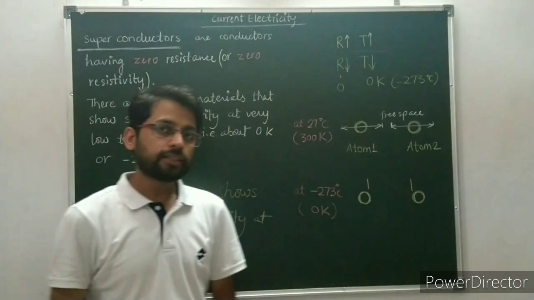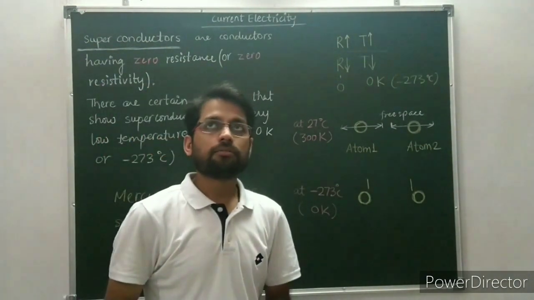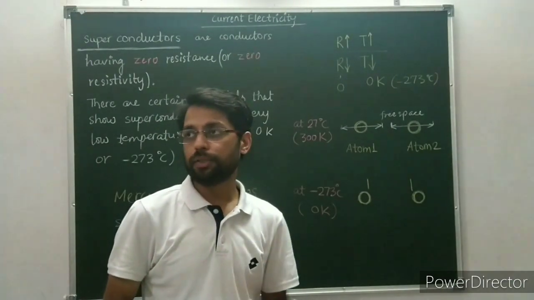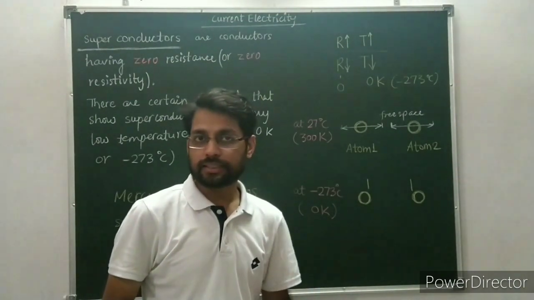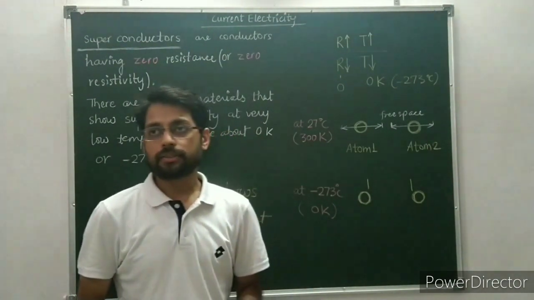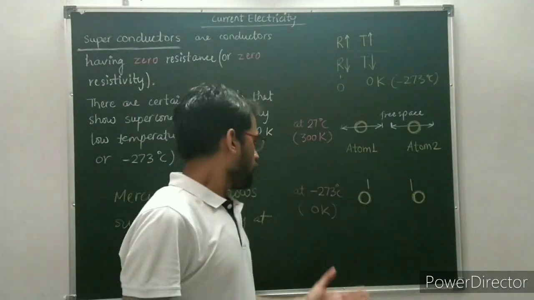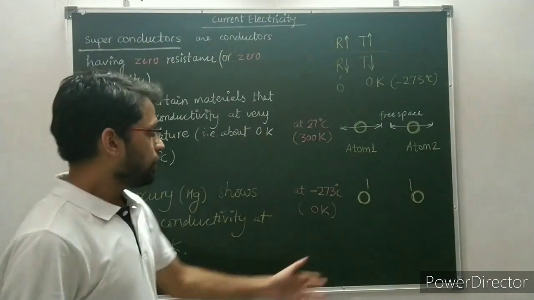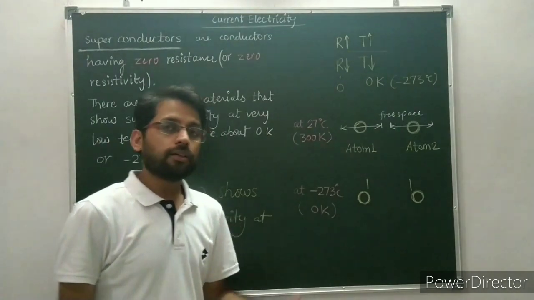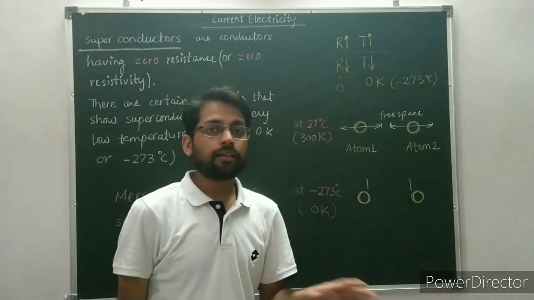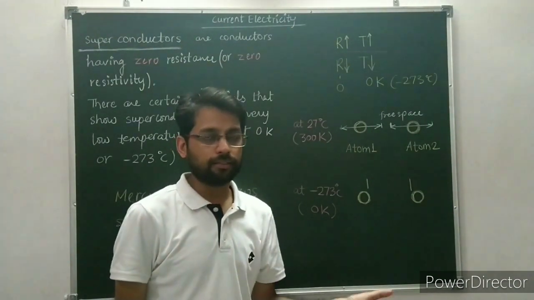Now application. What is the application of superconductors? Superconductors are widely used to produce strong magnets and fast switches for computing purpose, and also widely used in material science. Okay, and zero resistance means zero loss. Okay, so superconducting wires are used to transmit power with no loss from one end to another.